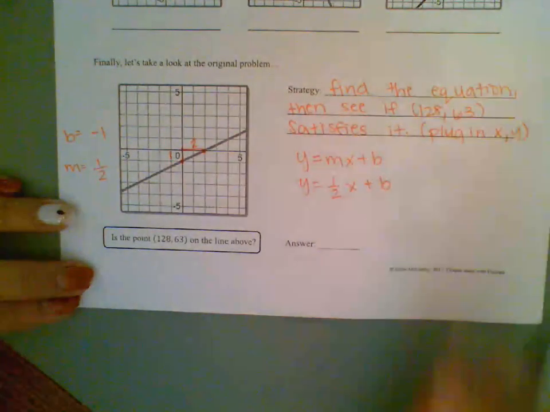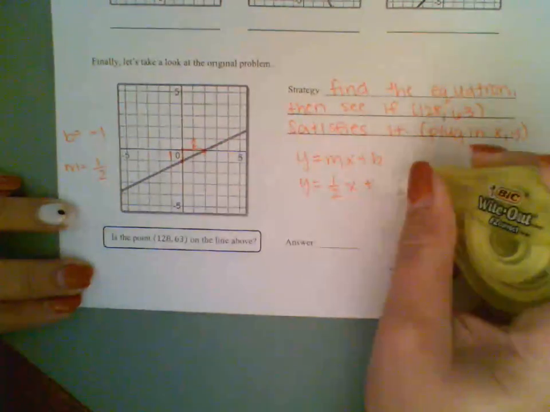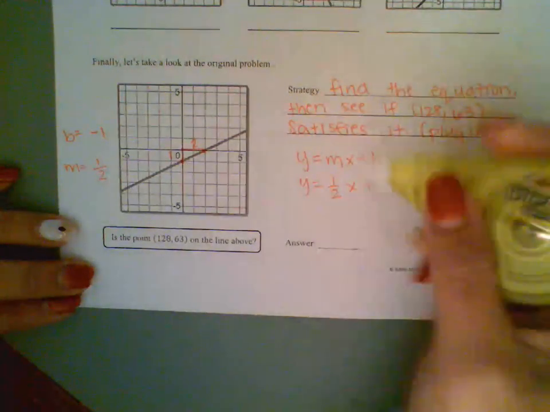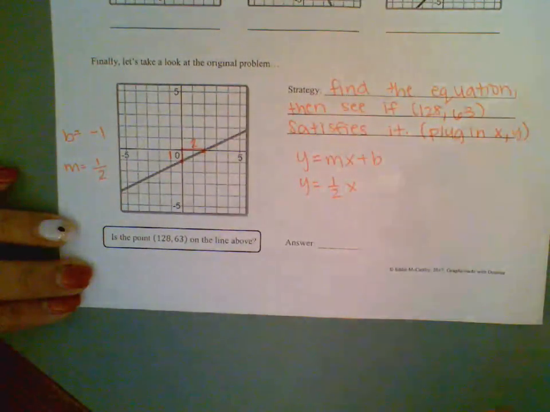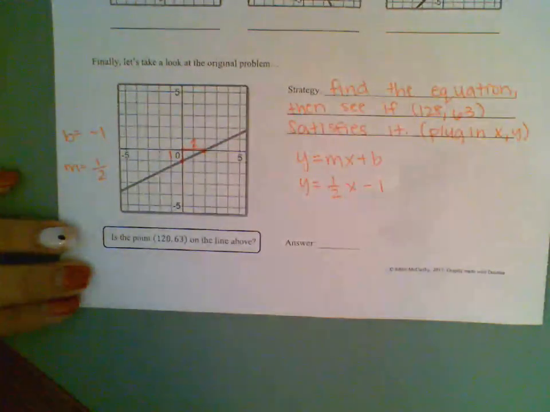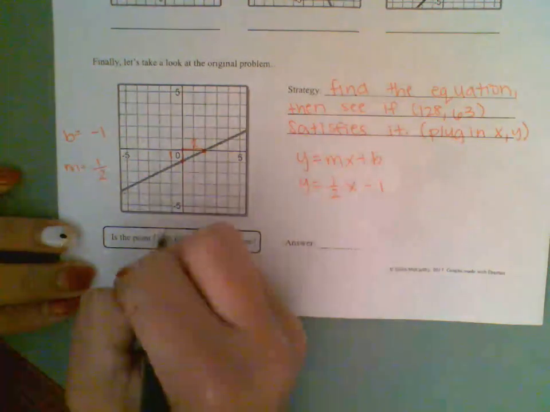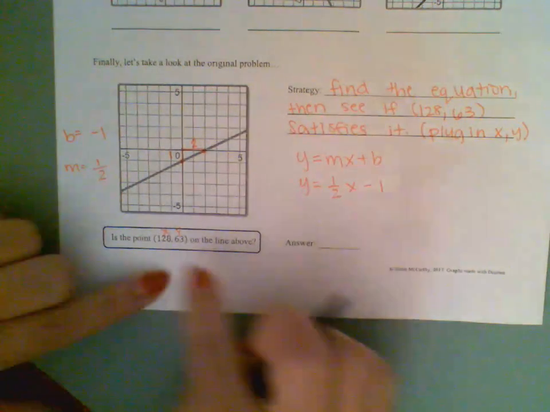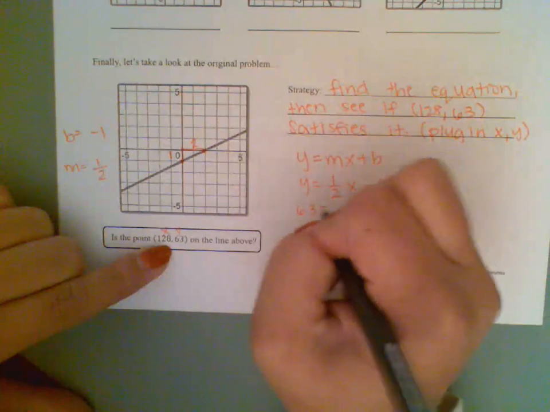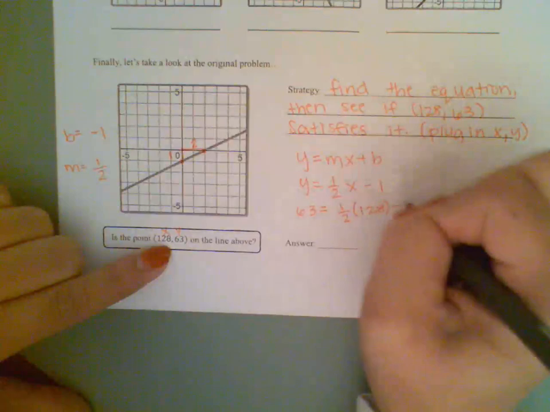And actually we know the b. What's our b? Your b should be -1. So we're going to do 1/2 x minus 1. So there's our equation, and now we need to plug in both of these points. So this is the x and this is the y. So in this equation, we're going to say 63 equals 1/2 times 128 minus 1.